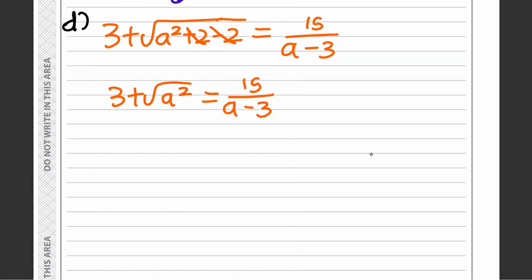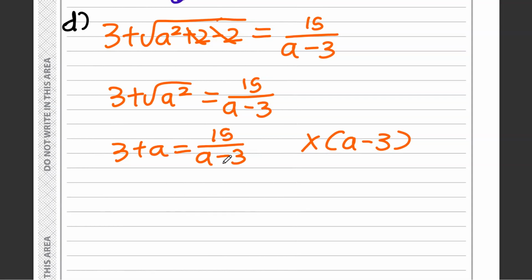The square root of a squared is just equal to a, so this is 3 plus a is equal to a minus 3 under 15. So to get rid of this a minus 3 denominator here, we're going to multiply both sides by a minus 3, so this will get rid of this denominator. So on this side, this 3 plus a, I'm going to write it as a plus 3, and hopefully you'll see why in a moment.